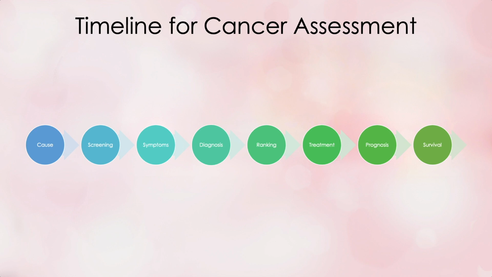This is just a simple timeline with forward arrows showing the progression of a cancer from cause to screening for the cancer, to symptoms, to diagnosis, to ranking, to treatment, to prognosis, and to survival. And I know it's tiny and it might be difficult for us to see clearly, but let's discuss each of these steps individually and that'll help. They all involve many considerations.